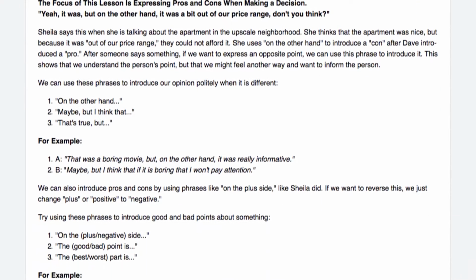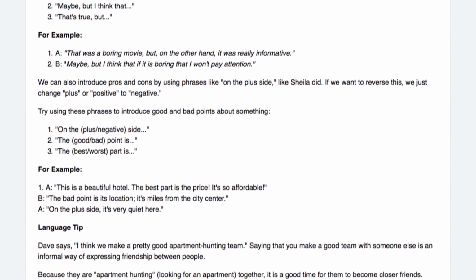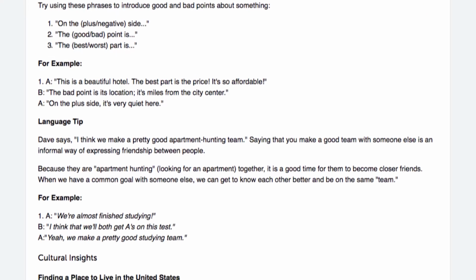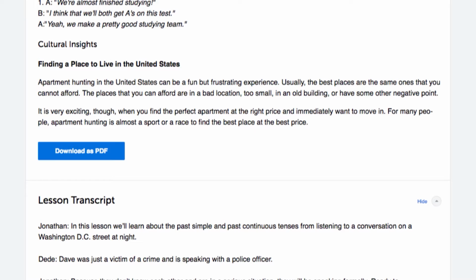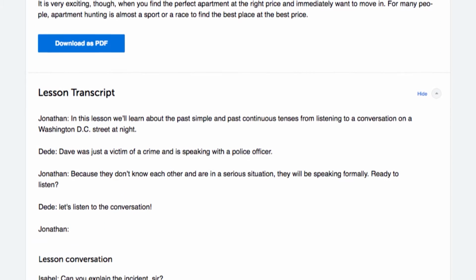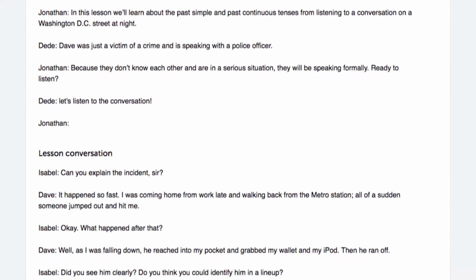Now, what if you're doing a lesson but you can't catch a word? Take advantage of the lesson notes and lesson transcripts and read along with the lesson. The lesson notes give you in-depth grammar and vocabulary explanations that are not available in the lesson. And the lesson notes give you the word-for-word transcript of everything said in the lesson. So if you want to pick up every word, read the transcript.